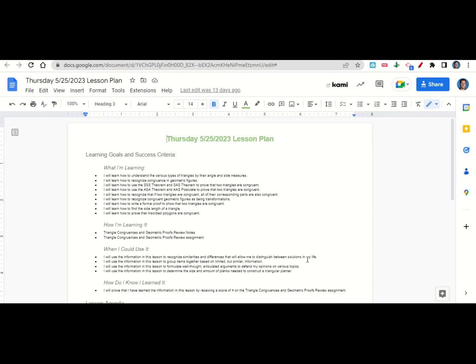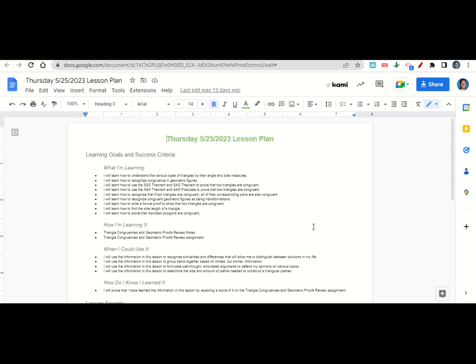how to recognize congruent geometric figures as being transformations, how to write a formal proof to show that two triangles are congruent, how to find the side length of a triangle, and how to prove that inscribed polygons are congruent. How are we learning it? Through the Triangle Congruences and Geometric Proofs Review Notes and the Triangle Congruences and Geometric Proofs Review Assignment.